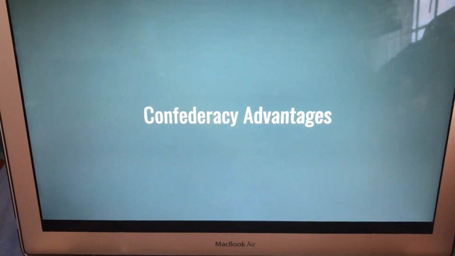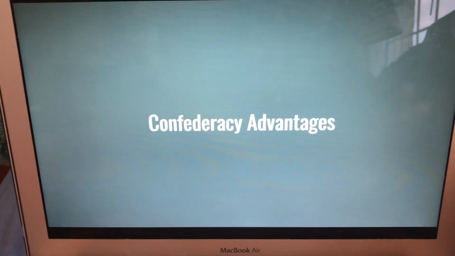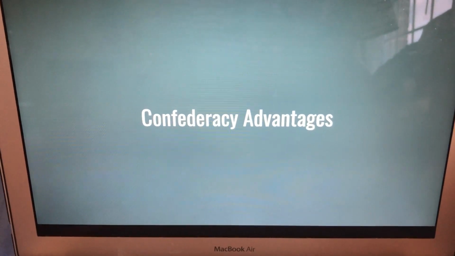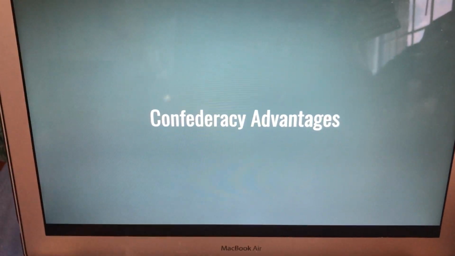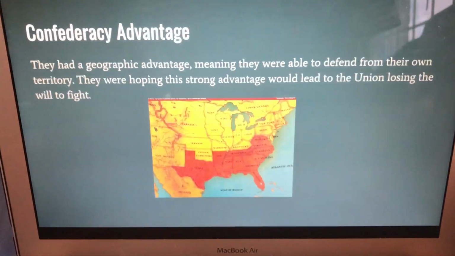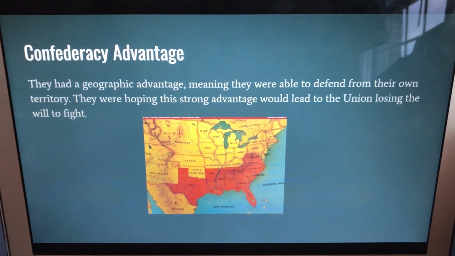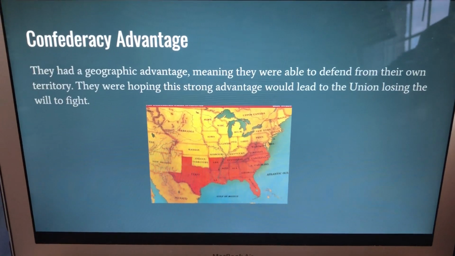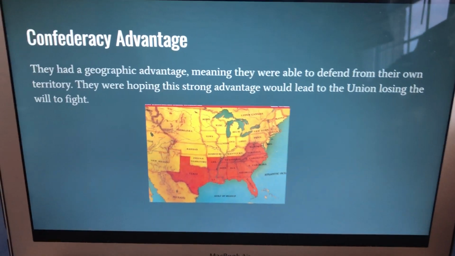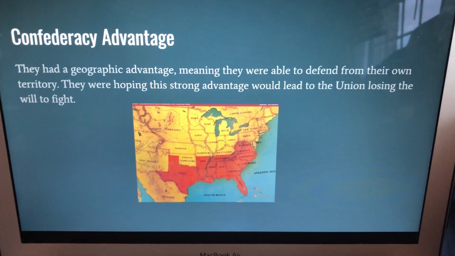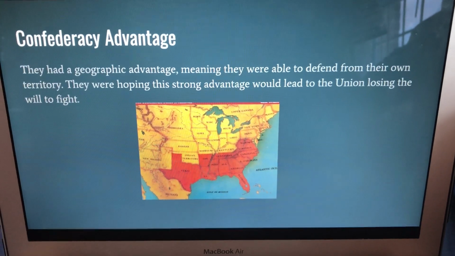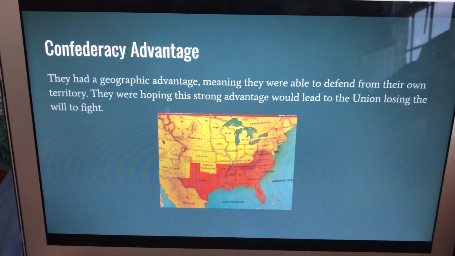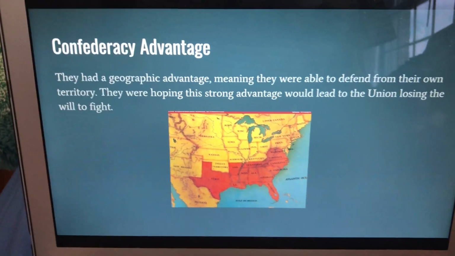So there were, in fact, some advantages that the Confederacy had, but as we go through them and then we compare them to the Union advantages, we'll see that the Confederacy advantages just didn't match up to the ones that the Union had. So one advantage the Confederacy had was their geographic advantage. So they were able to defend from their own territory, and in a war it's much easier to defend than to try and attack. And they were hoping that this strong advantage would lead to the Union losing the will to fight, and they would just give up and think that they would not be able to win because they would have to be attacking the whole time, but obviously we know that that is not the case.